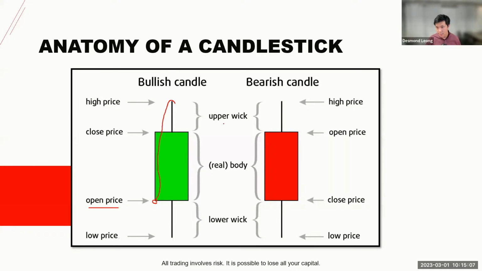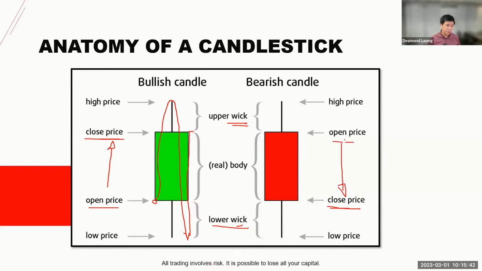So you notice there's this thing called the wick, or some people call it the shadow, right? That's where it goes all the way to the top, then it comes all the way to the bottom. Price comes all the way to the bottom, so that's where there's a lower wick, right? And then it comes all the way to the top and it closes over here. So if the closing price is above the open price, it's a bullish candle. It's green. If the closing price is below the open price, right?